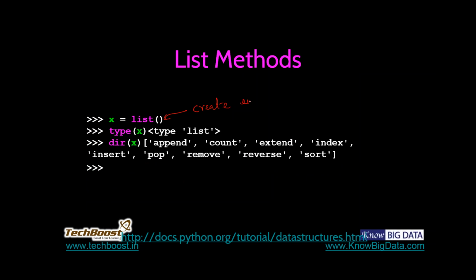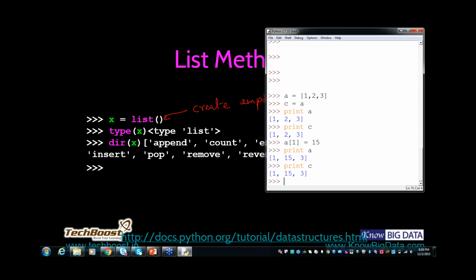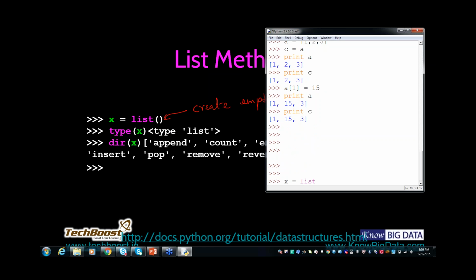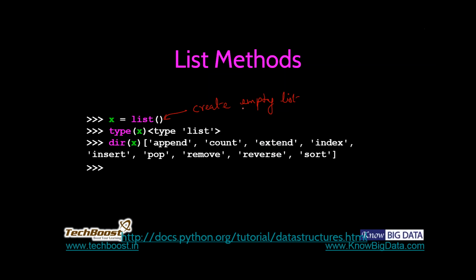Let's try to see if this is actual thing, and we try to do x is equal to list of nothing. All right. And when we try to print x, you see this is a square bracket open and close, which is nothing but an empty list. So you can do this in two ways. One is x is equal to using the method list, or you can also do x is equal to this, to create an empty list.